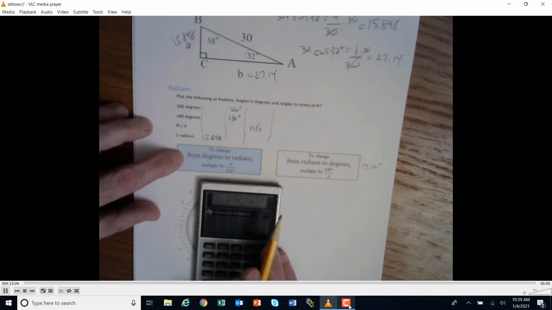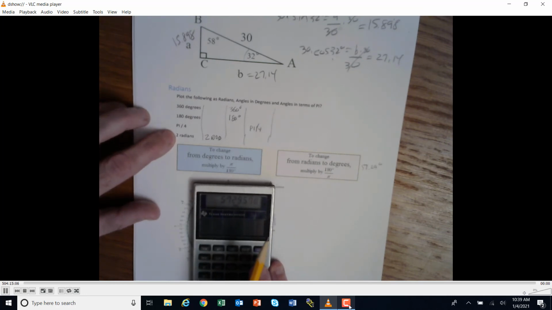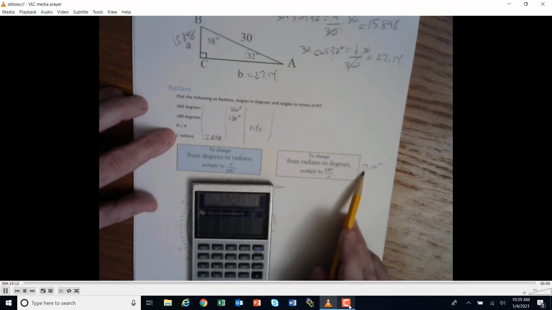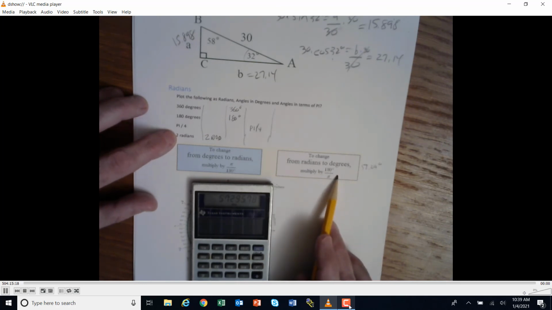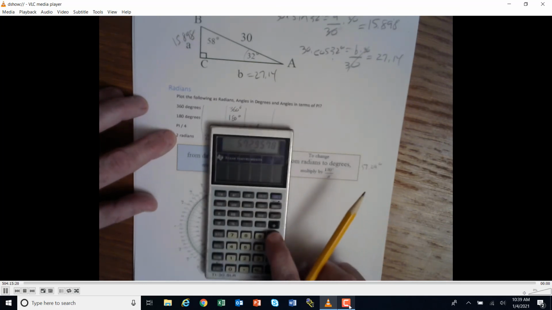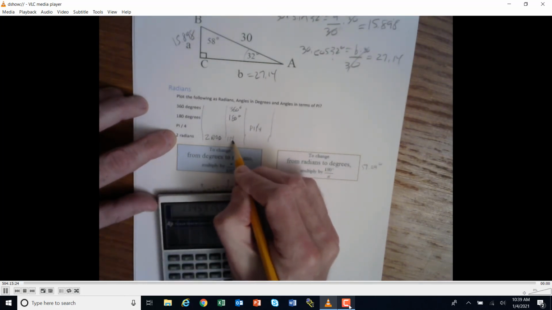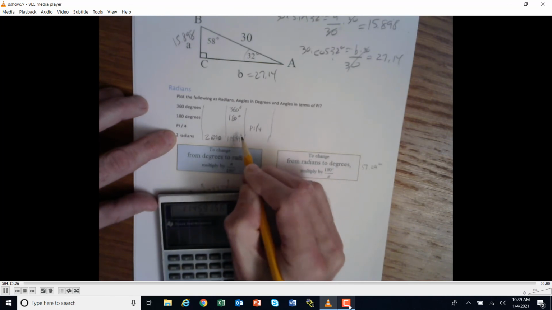If I have 2 radians right here, we can do this one first. 2 radians, so we've got 57.29 degrees per radian, and I've got 2 of them, so I'm going to multiply this by 2. So this 2 radians is 114.59 degrees.